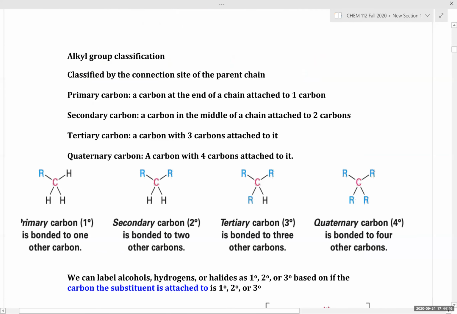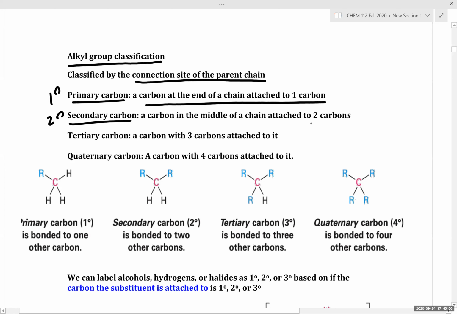So we're next going to talk about alkyl group classification. Alkyl groups are classified by the connection site of the parent chain. A primary carbon is a carbon at the end of a chain attached to one carbon. Secondary carbons are attached to 2, tertiary are attached to 3, quaternary are attached to 4. So we have our primary, secondary, tertiary, and quaternary.